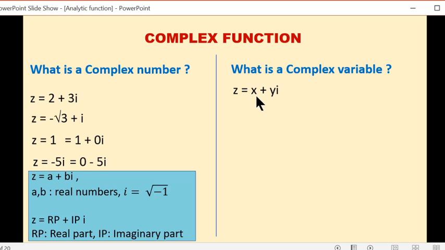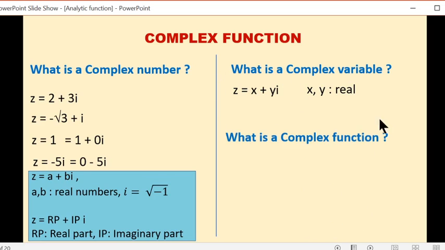Okay, so here x is a real variable and y is also a real variable. So x plus iy is a complex variable. Here x can take any value, y can take any value. Okay, the moment x takes a particular value and y takes a particular value, it becomes a complex number.